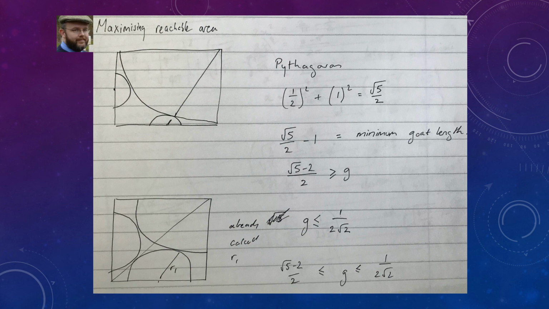Then of course if we allow the goats to go to maximum length of rope, well, we can't have the goats overlapping, so we get the situation that we had in part 4. In fact, we have already worked that out. So it is indeed the fact that G has to be smaller than or equal to 1 over 2 root 2, but larger than or equal to root 5 minus 2 over 2. And there we have it.